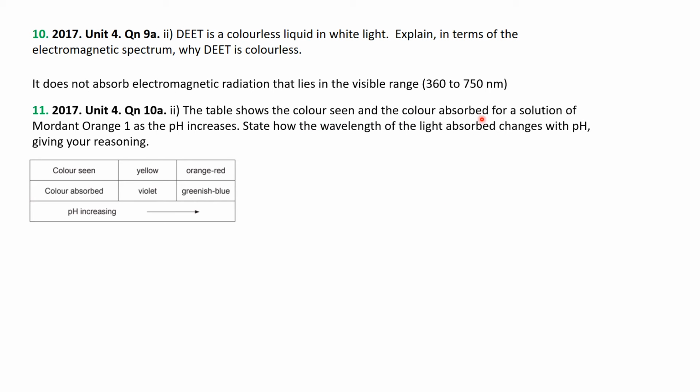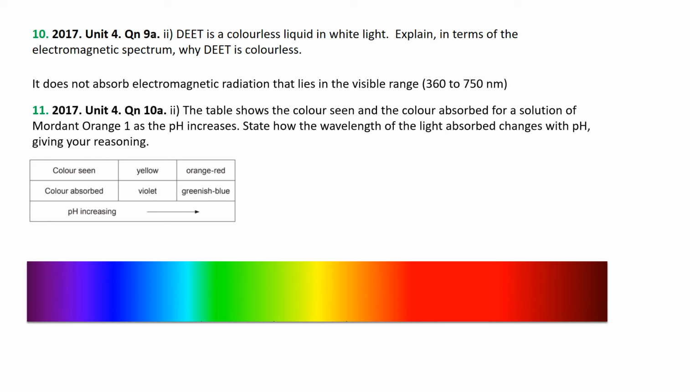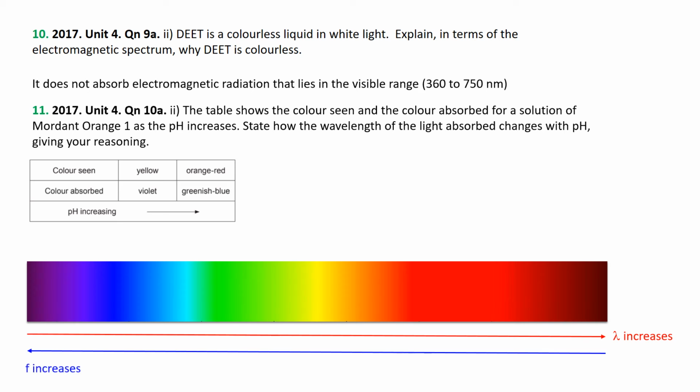Table C is the colour seen and absorbed for a solution of mordant orange 1 as the pH increases. State how the wavelength of the light absorbed changes with pH. So here we've got pH increasing, starts off absorbing violet and ends up absorbing greenish blue. Well, here is the electromagnetic spectrum. As we go from left to right, the wavelength increases, right to left, the frequency increases, but we don't care about that here. What that means is that violet has got the lowest wavelength all the way up to dark red, having the highest wavelength.